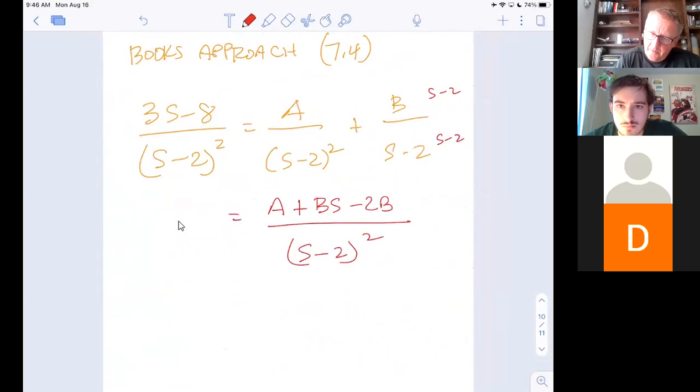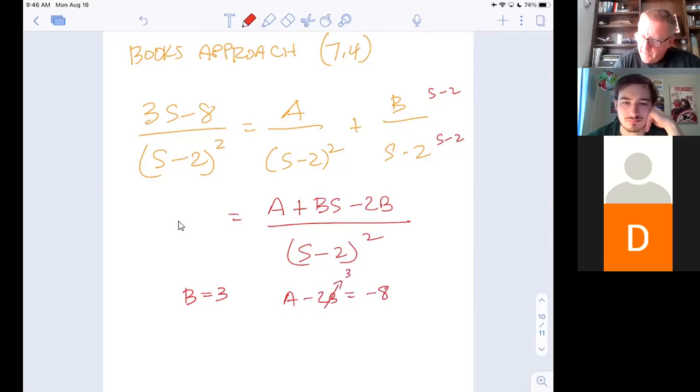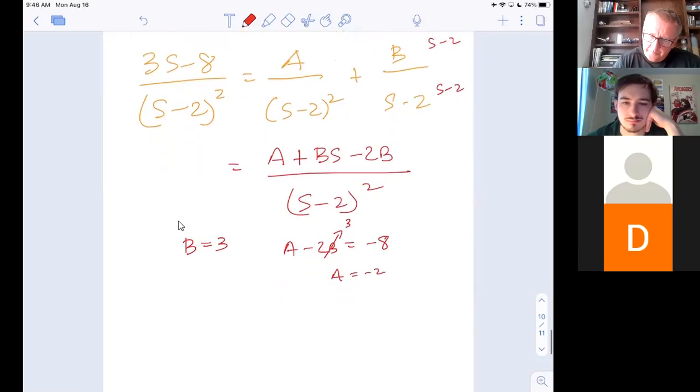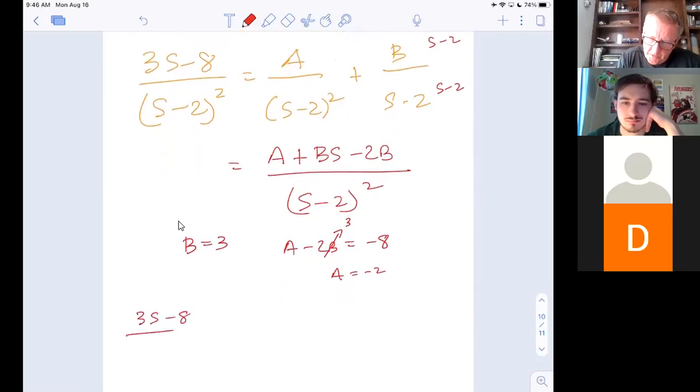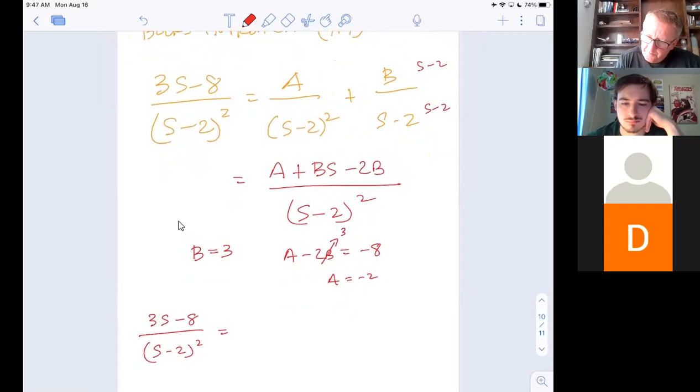So I'm there, except this time I would say, okay, then the b has to be the 3. In a sense, I think I did it backwards. If I'd switched a and b on top and put the b over here and the a over here, I think I would have got the exact same thing. So bs, that's the only way we're going to get 3. And then that leaves minus 2b has got to be the negative 8. And if b is 3, that leaves negative 6. If I add 6, then a is negative 2. So then I can say that 3s minus 8 over s minus 2 squared is actually equal to a over s minus 2 squared, which is negative 2 over s minus 2 squared, plus b, which is 3 over just s minus 2.